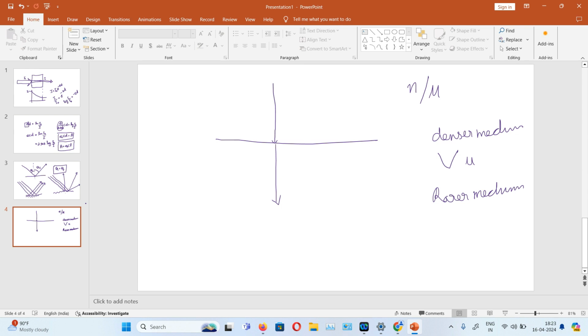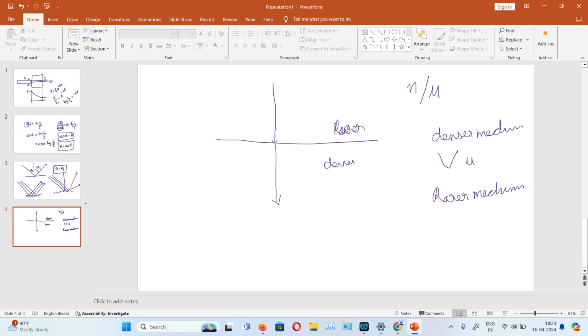What happens in the case of light which is traveling along the normal? There will not be any change. Light will pass through from one medium to another. Only the velocity of light here will be a little bit less in the denser medium.